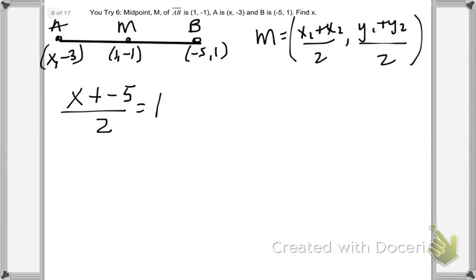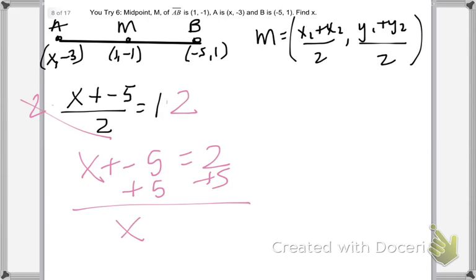For our y's, our first y value, wait, do I need to do that? I don't need to do my y's, do I? Because I know every single one of my y's. So let's just solve for our x. To solve for x, we're dividing by 2, so we need to undo that. So multiply by 2. And I get x plus -5 is equal to 2. Opposite of -5 is add 5. So we have x is equal to 7. So our x value is 7.